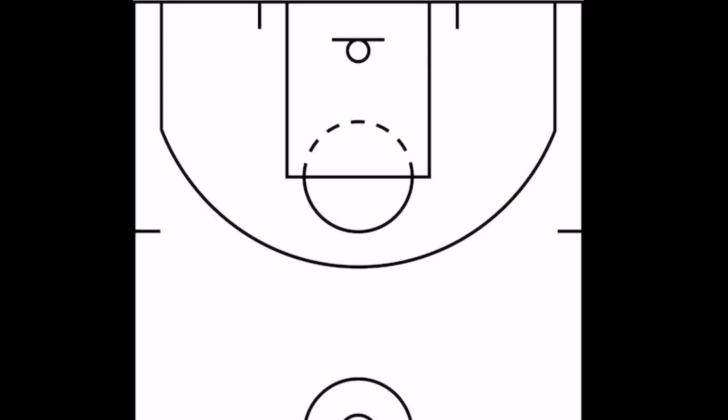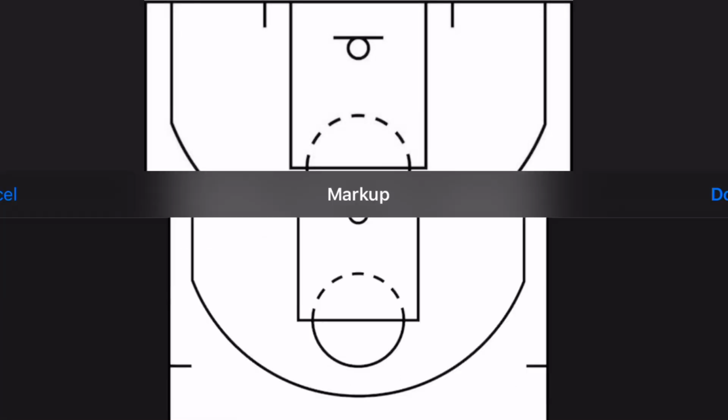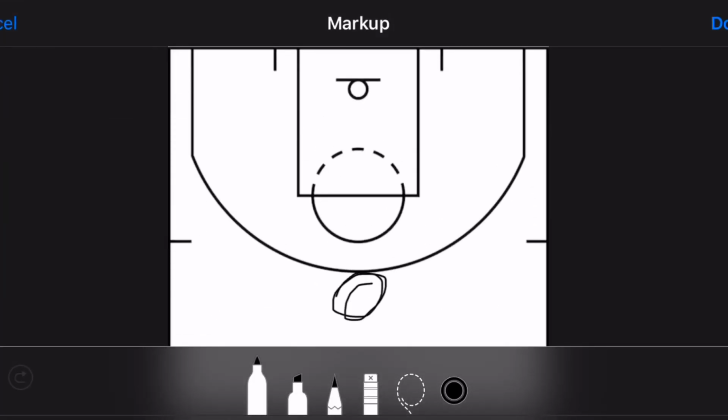Today I'm going to be showing you different spots on the floor and some terminology that you'll need to understand to play basketball at a higher level. So we'll start fairly simple here. Of course, you have your top of the key, right?